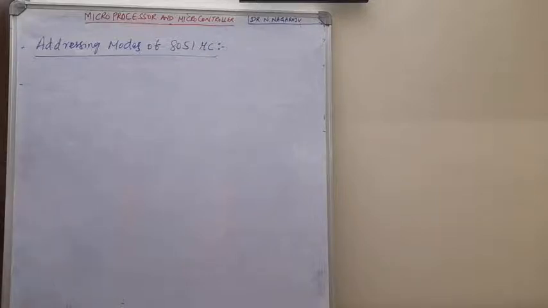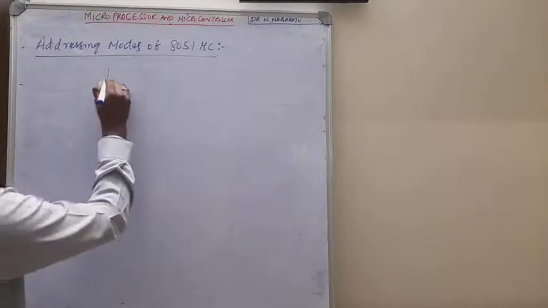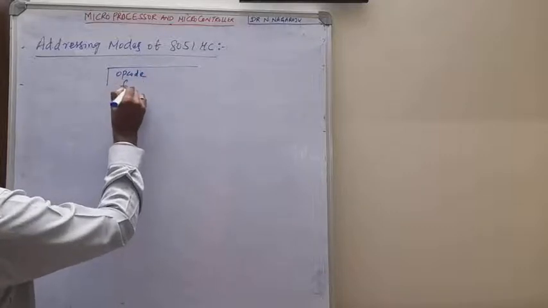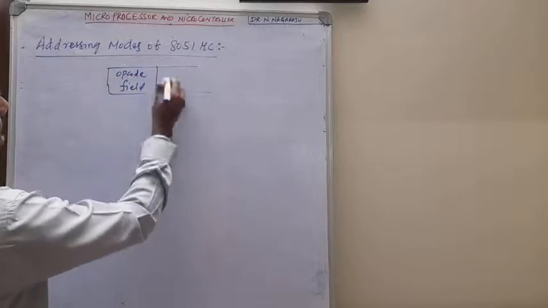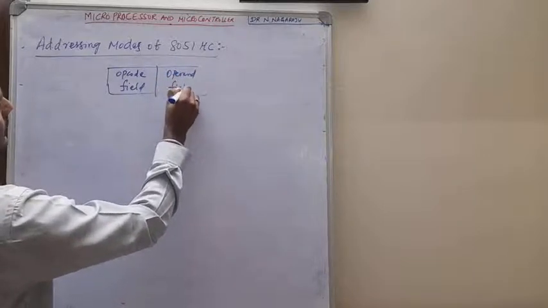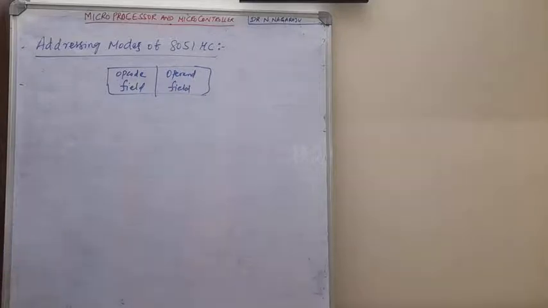Any instruction is classified into two fields. The two fields are, one is the opcode field, and the second one is the operand field. So any type of instruction has been divided into two sections, one is opcode field and the other is operand field. Now let us see what the opcode field actually is.